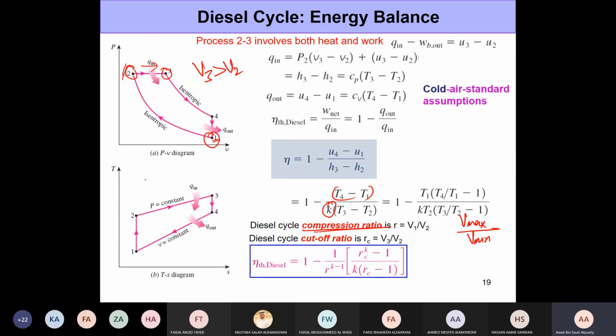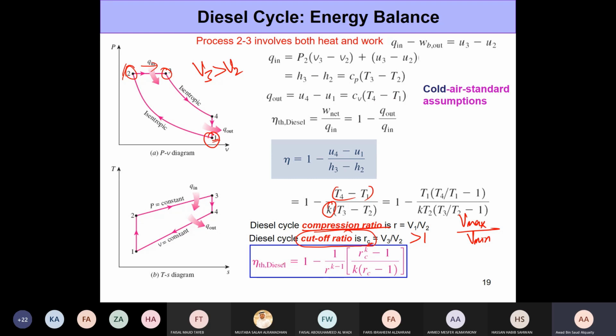Okay, so since V3 is always greater than V2, we would want to quantify how much it is greater, and therefore we come up with this ratio called the cutoff ratio, denoted by RC, which is V3 by V2. This always is going to be greater than 1, simply because V3 is greater than V2, as far as we're looking at a Diesel cycle.